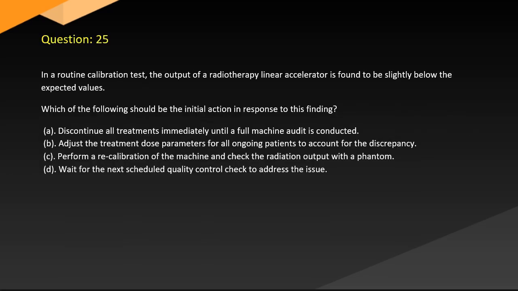Question 25. In a routine calibration test, the output of a radiotherapy linear accelerator is found to be slightly below the expected values. Which of the following should be the initial action in response to this finding? A. Discontinue all treatments immediately until a full machine audit is conducted. B. Adjust the treatment dose parameters for all ongoing patients to account for the discrepancy. C. Perform a recalibration of the machine and check the radiation output with a phantom. D. Wait for the next scheduled quality control check to address the issue.